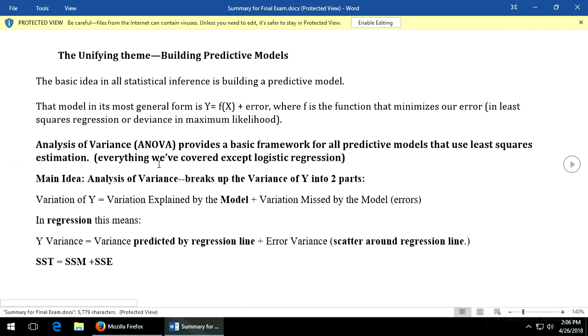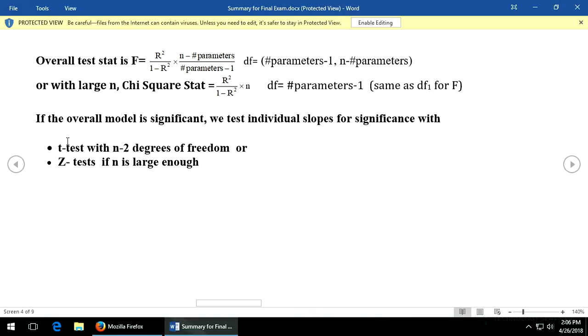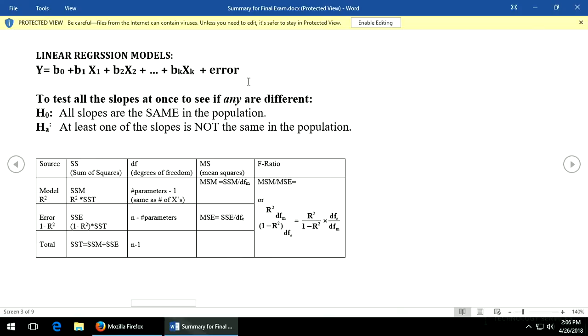So this is just, again, we've had this unifying theme of building predictive models, so I thought I would write something to unify what we've been doing, just a summary. You can read that on your own. If you have any questions about it, we can talk about it on our next review on Tuesday. So now what else is up here?